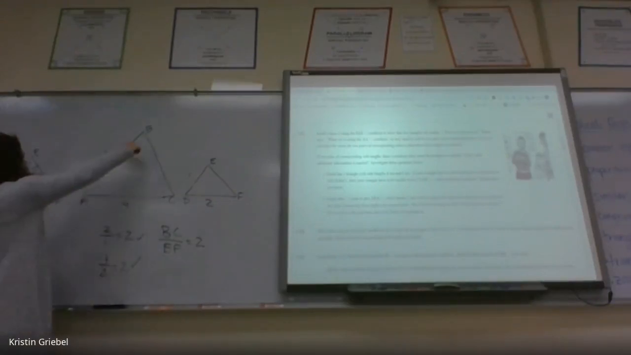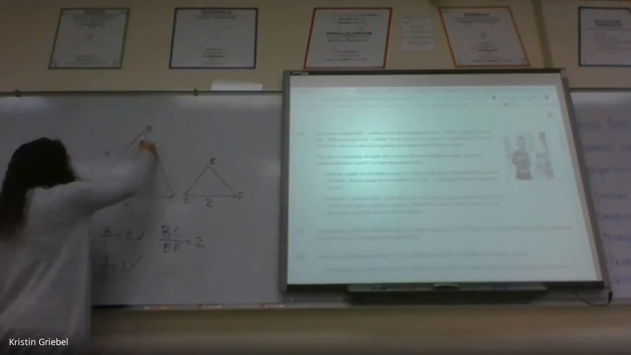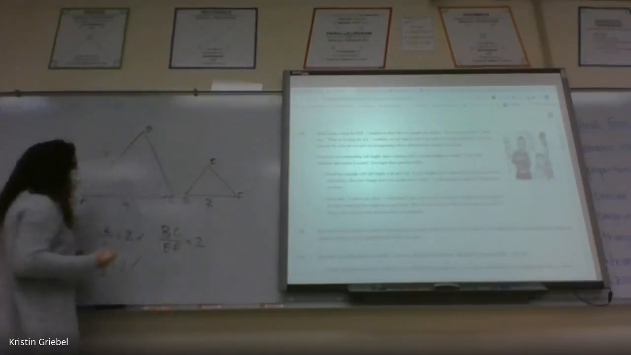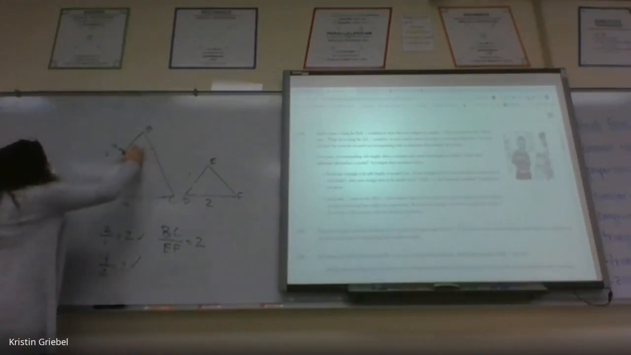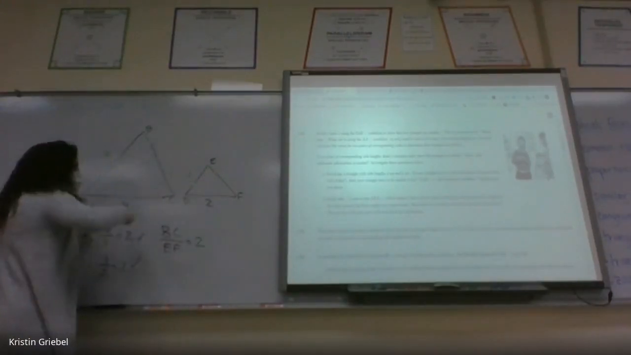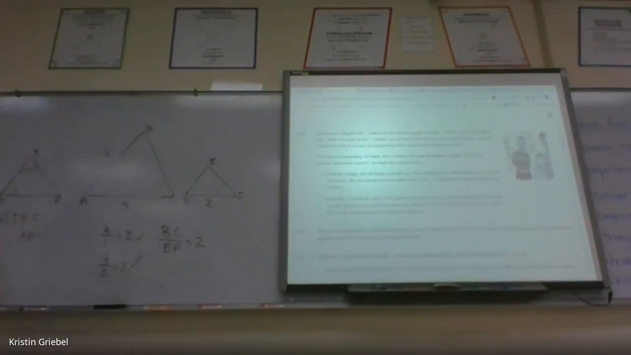Even if I put the angle here, what would that look like? Let's say that there is a congruent angle, but it's right here. Is that angle holding these two sides in place? No. So does this work? No. Okay. What if I move it over here? Is this angle holding our two proportional sides in place? No.